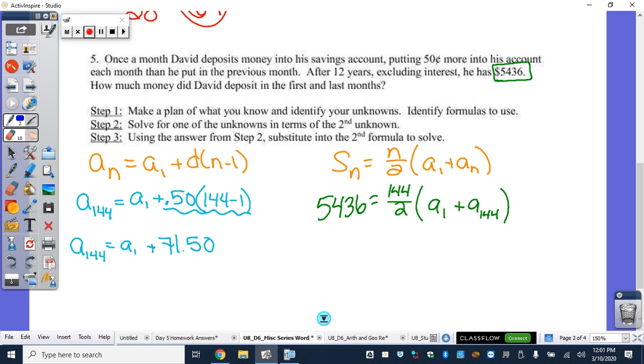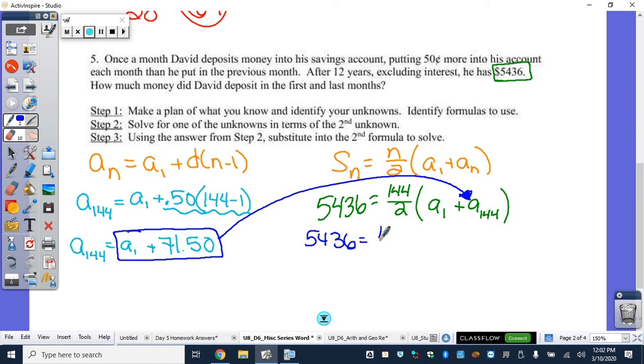So then we get stuck again there, because now there's nothing else we can do because we still don't know our first term or our last term. But what we can do now is take this and substitute it over there, because by doing that, all I have now are a sub 1s. Now I just have that one variable of a sub 1.